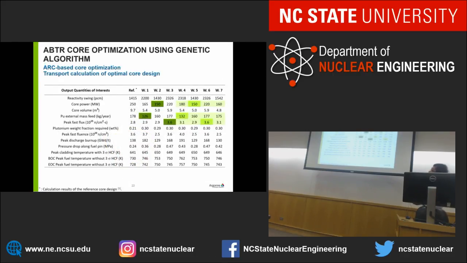So if we compare different sets of solutions, such as comparing W1 and W2, you can see an improvement in the plutonium external feed, but we sacrifice in other parameters. So there's no free lunch.